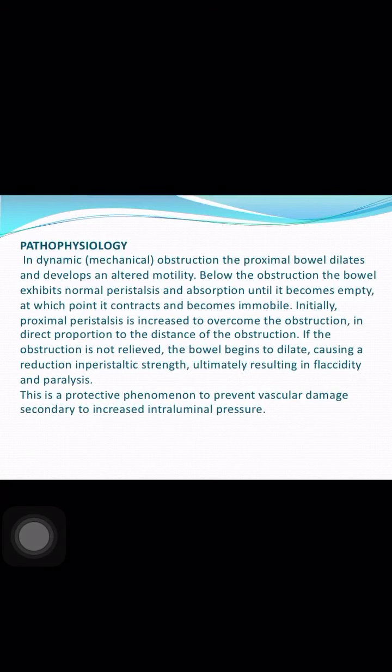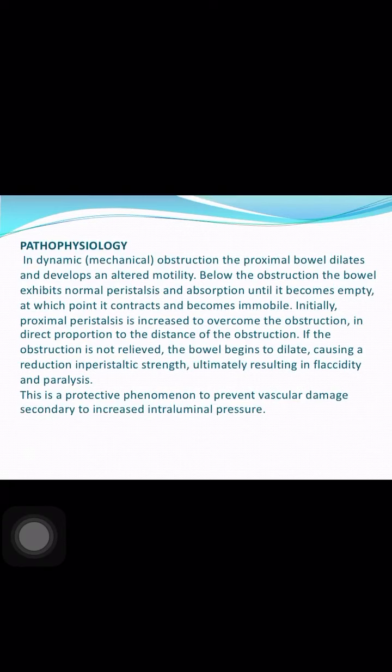Pathophysiology بالديناميك اللي هو mechanical obstruction, the proximal bowel dilates and develops an altered motility. Below the obstruction the bowel will have normal peristalsis and absorption لحد ما يصير empty, at which point it contracts and becomes immobile. Initial proximal peristalsis is increased to overcome the obstruction in direct proportion to the distance of the obstruction. If the obstruction is not relieved, the bowel begins to dilate, causing reduction in peristaltic strength, ultimately resulting in flaccidity and paralysis. راح تتعب البول, تصير contraction against this obstruction لحد ما يصير flaccidity.